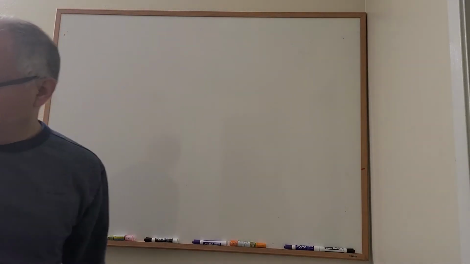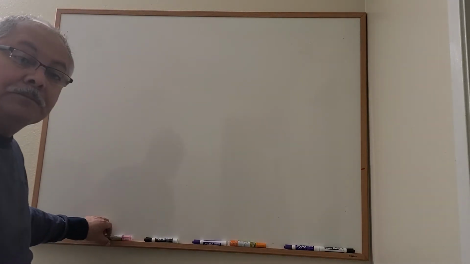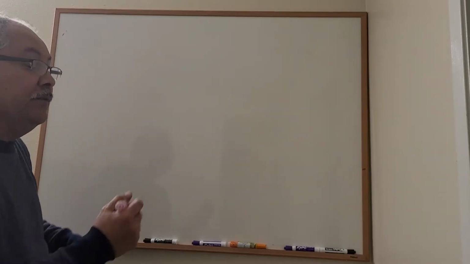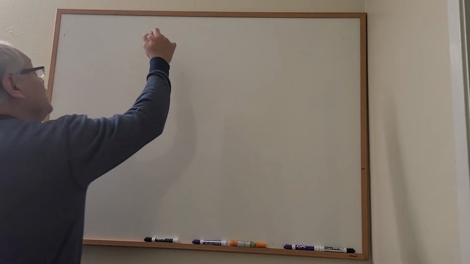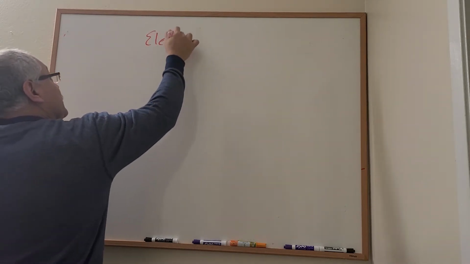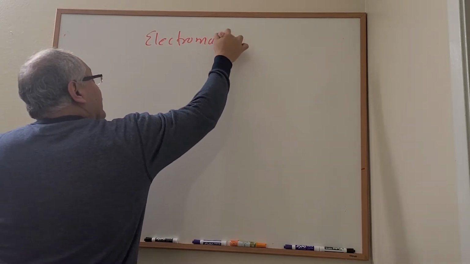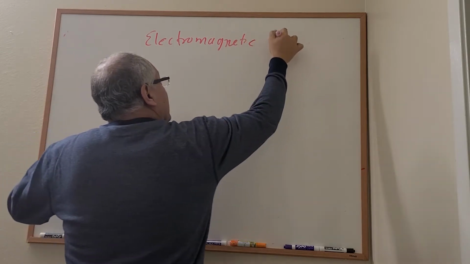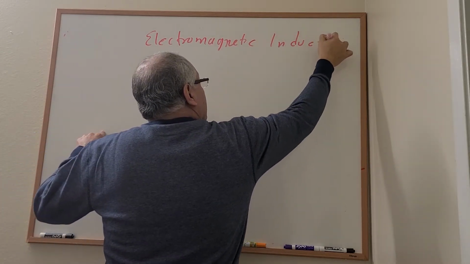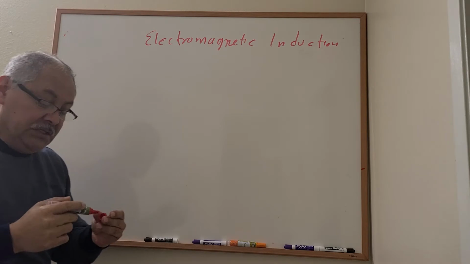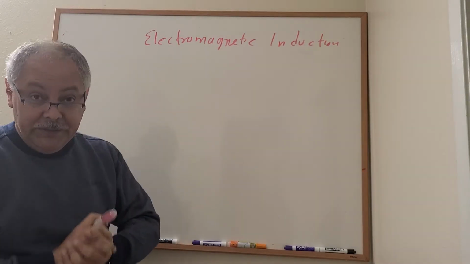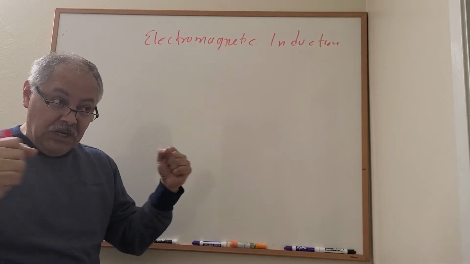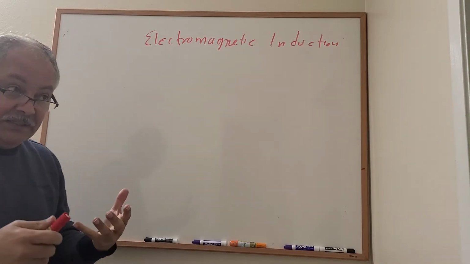Okay, let's go to the next chapter. The next chapter is electromagnetic induction. Electromagnetic induction is the process of creating current by the changing of the magnetic field in a circuit.